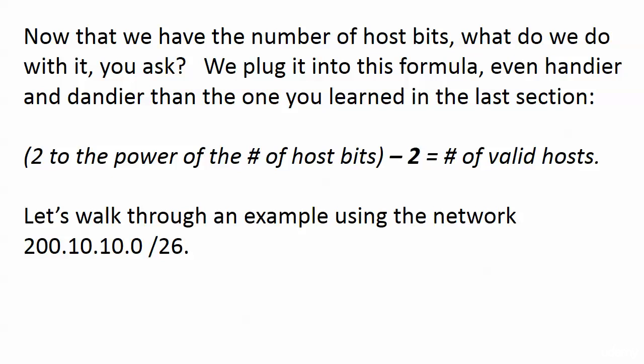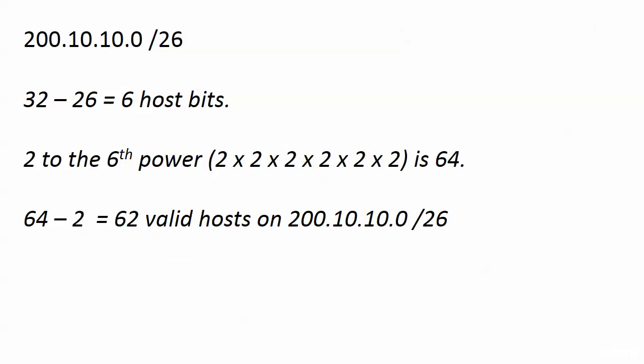You'll see exactly what I mean as we walk through this example using the network 200.10.10.0/26. Well, first off, without even looking at the screen, you know we got 6 host bits because we're given the mask and prefix notation /26, 32 minus 26, 6. 2 to the 6th power, 2 times 2 times 2 times 2 times 2 times 2. See, I didn't trip that time. That's 64.